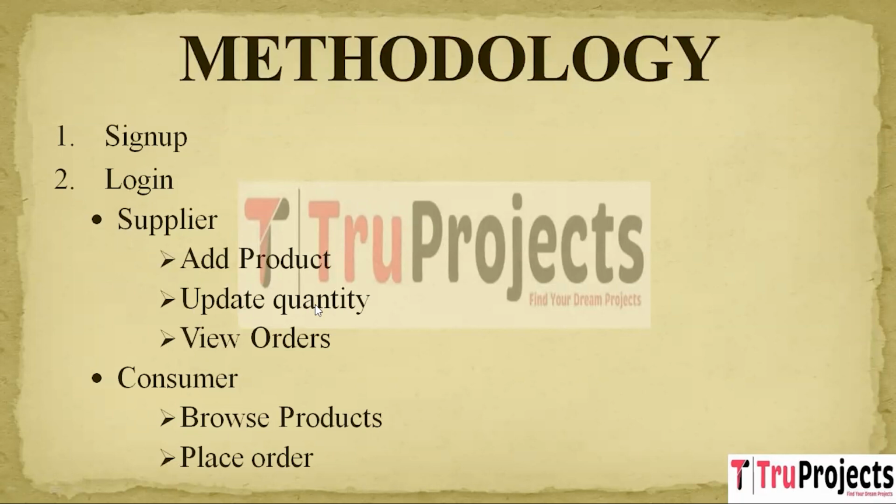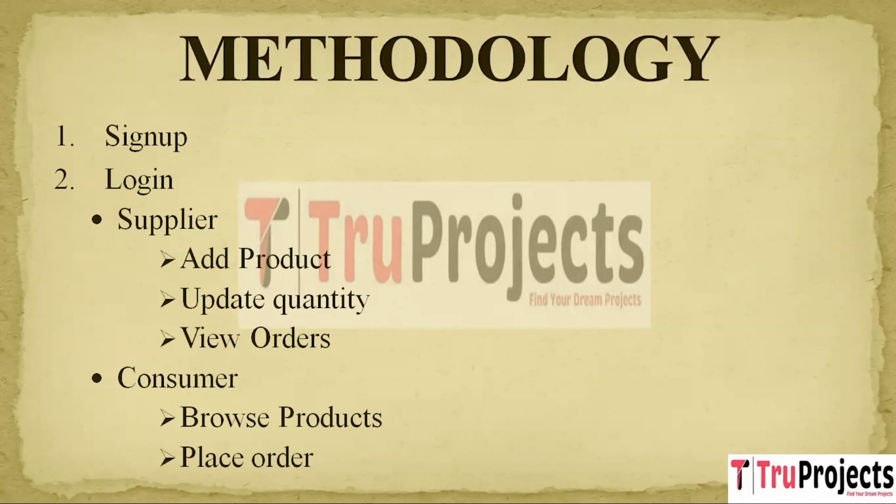The next module is update quantity. This module allows suppliers to manage their product inventory efficiently. They can update the quantity of each product listed on the platform. This ensures that consumers see accurate stock information when browsing products. The next one is View Orders. This module provides a summary of the orders placed by consumers for the supplier's products. Suppliers can track order status, delivery details, and other relevant information.